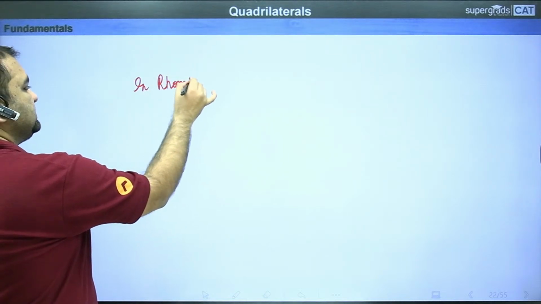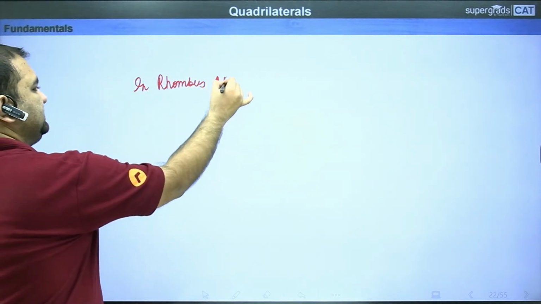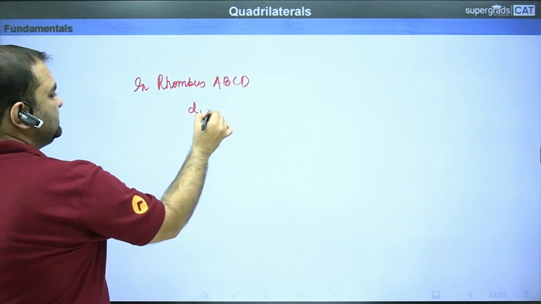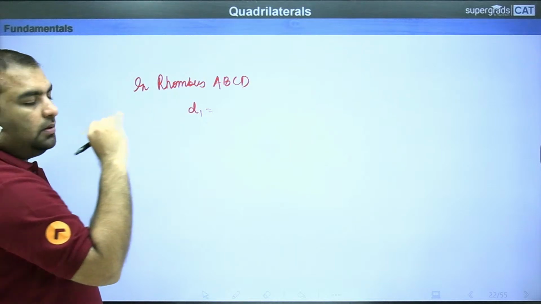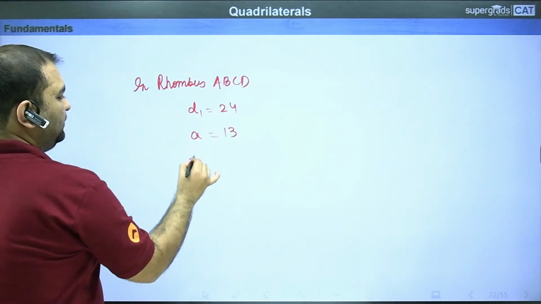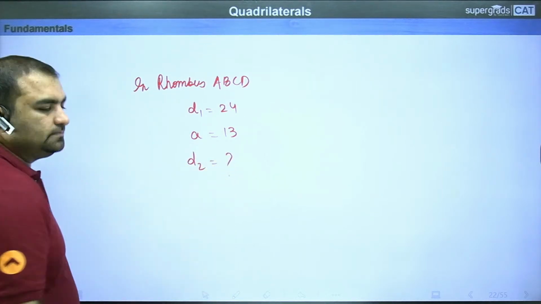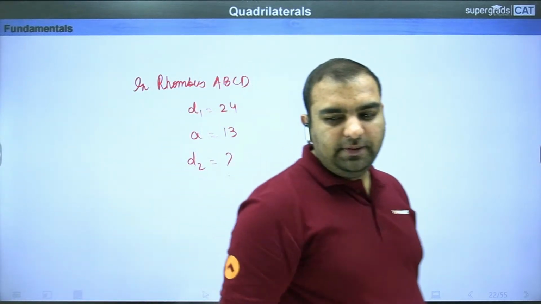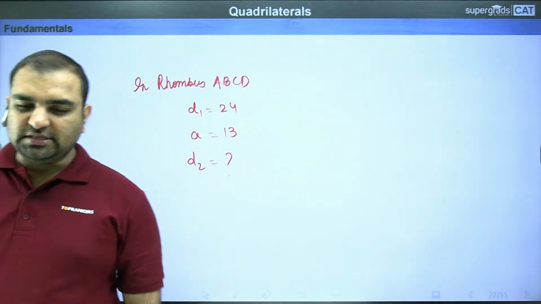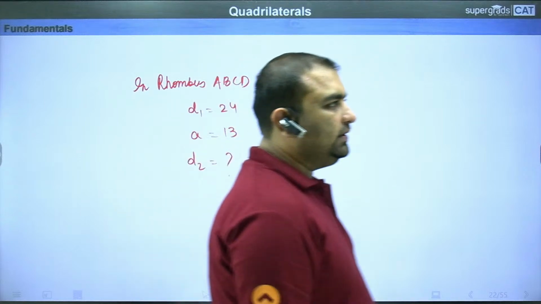In rhombus ABCD, one of the diagonals is 24. The side of the rhombus is 13. Find the other diagonal.